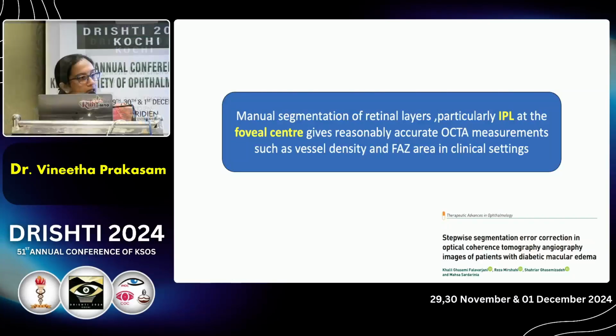This is one study in which they have studied the segmentation errors. What they have found is most of the errors occur at the level of the inner plexiform layer. So if you can manually correct the inner plexiform layer at the foveal center and apply it to the rest of the scan, you can correct most of the errors associated with segmentation. So what they've concluded is that manual segmentation of retinal layers, particularly the inner plexiform layer at the foveal center, gives reasonably accurate OCTA measurements such as vessel density and foveal avascular zone area in clinical settings. However, this is not applicable in a research or trial situation where you need accurate measurements.